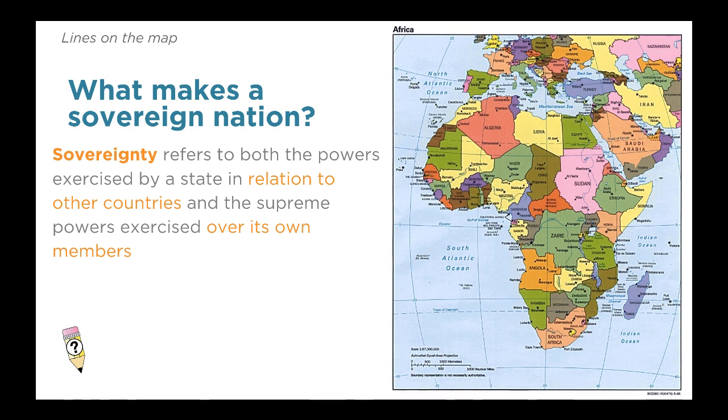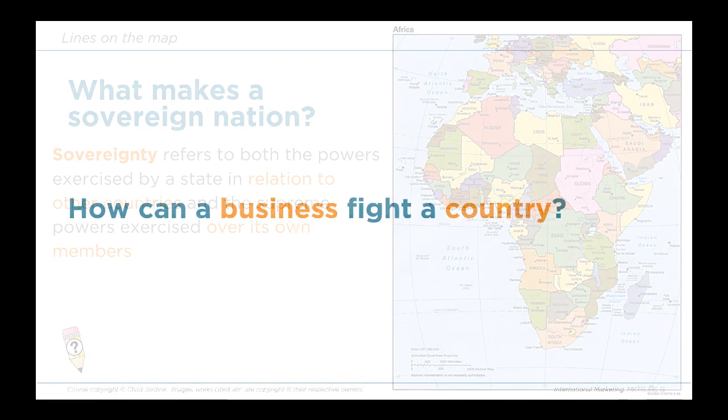Sovereignty refers to powers that a country exercises in relation to other countries, and also that it has the supreme power over its own members. In other words, there's no higher legal authority or source of control over the citizens than the country itself. Now, sometimes there are issues where that is challenged, such as international war crimes or crimes in international courts. We'll touch upon that in Chapter 7.